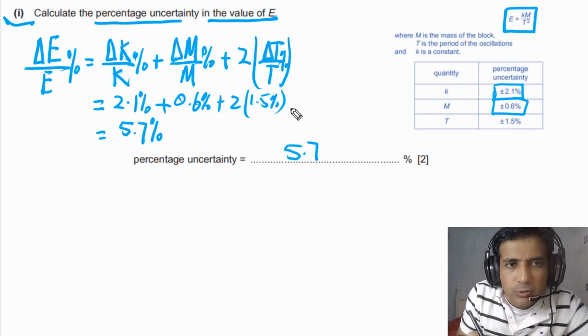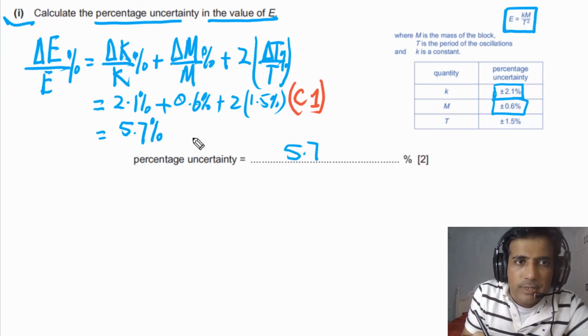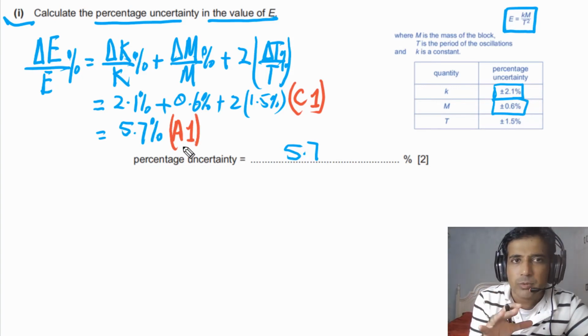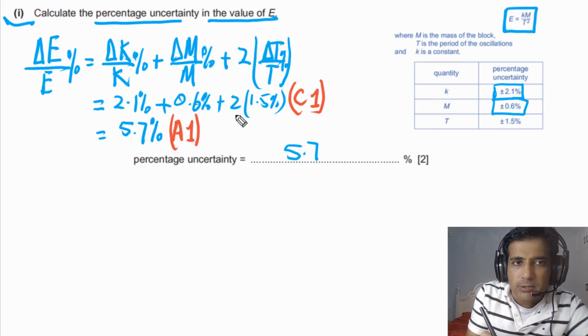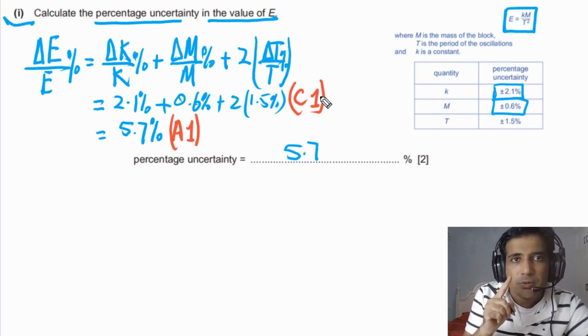So 5.7 is the right answer. This question has 2 marks. The first mark you will get if you have written these percentages, means you have added them. You will get the C mark, and the second mark you will get if you have got the right answer. If you have got the right answer, you will get 2 marks. But if the answer is wrong, you have written this step, you will get 1 mark.